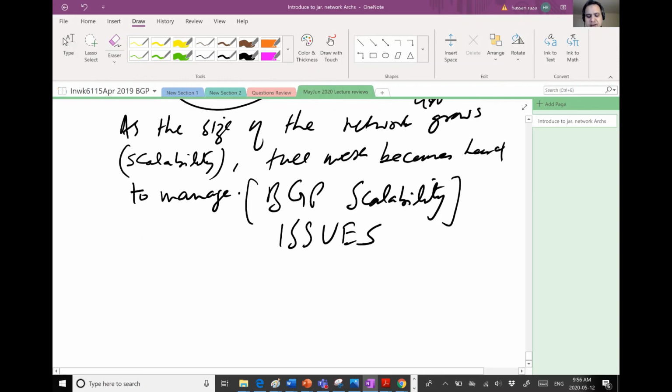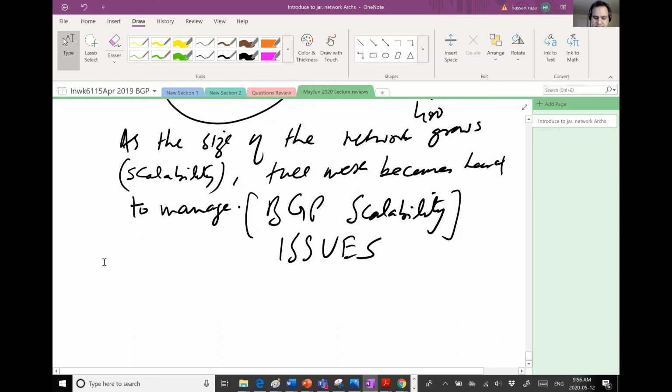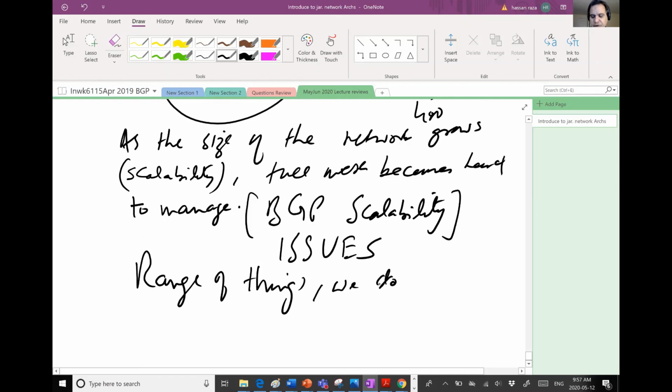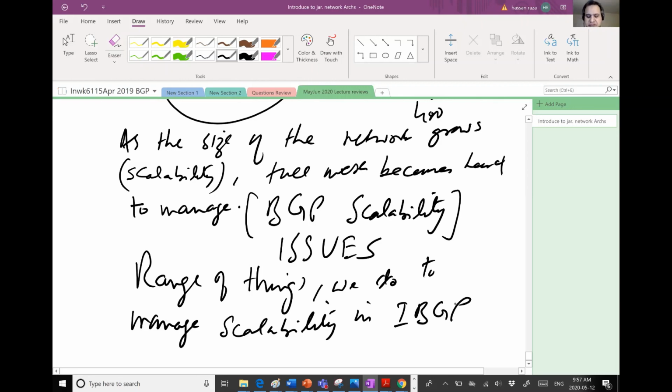So then there is a range of things we do to manage scalability in IBGP. I say it is a very simple protocol, you just create neighborhoods. But when it comes to managing the scalability of BGP, then it becomes very complex. That's why in most organizations, only very senior engineers get the role of BGP configuration. And we will talk about them.